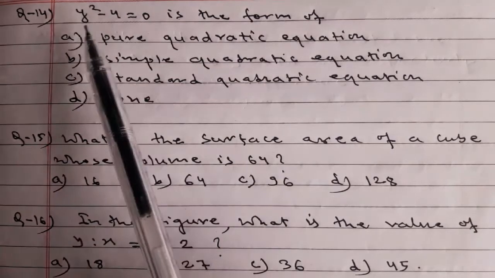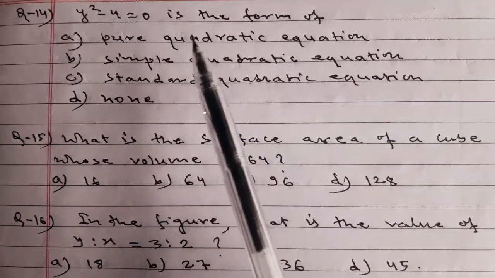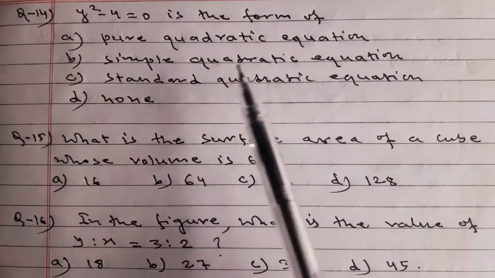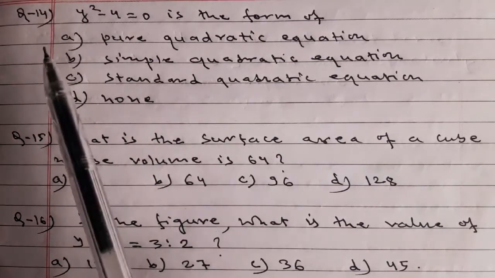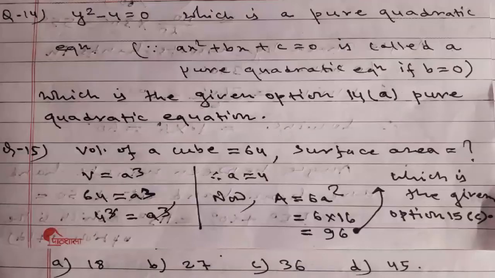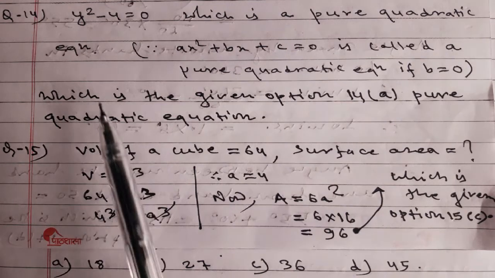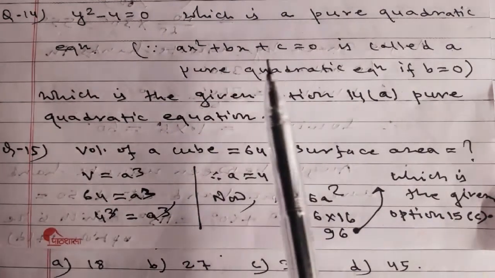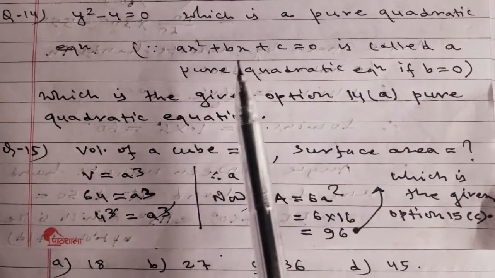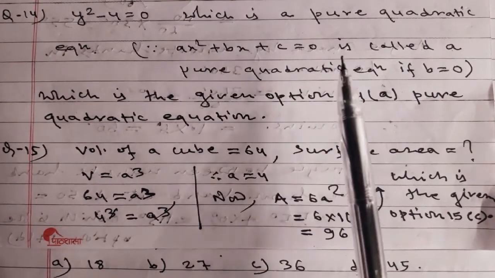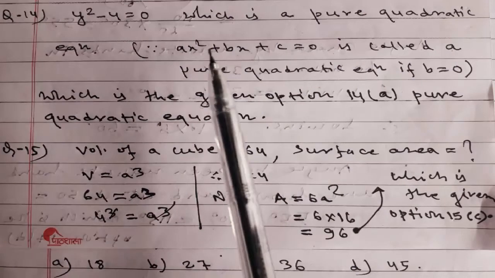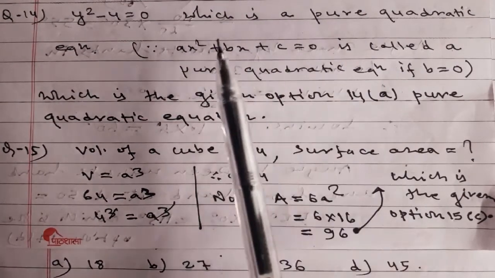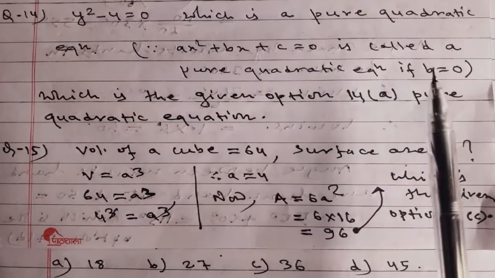In question 14, a quadratic is given and we have to determine whether the given quadratic equation is pure, simple, standard or none. So let's go to the solution of question number 14. We know that a quadratic equation in x is represented in the form ax square plus bx plus c is equal to 0. Or we can say the quadratic equation ax square plus bx plus c is equal to 0 is called a quadratic equation in the general form.